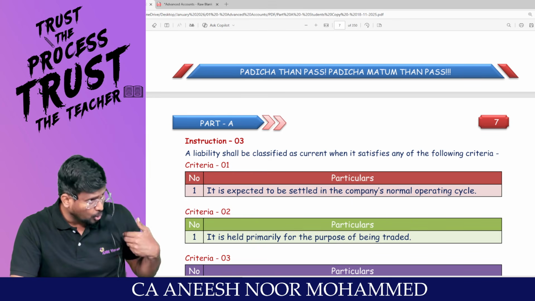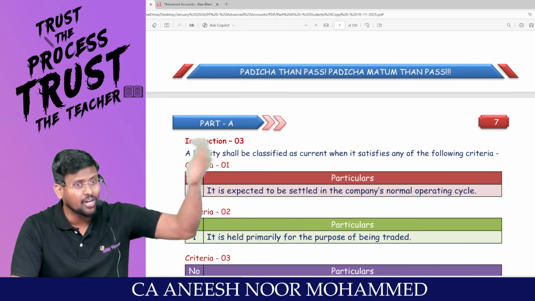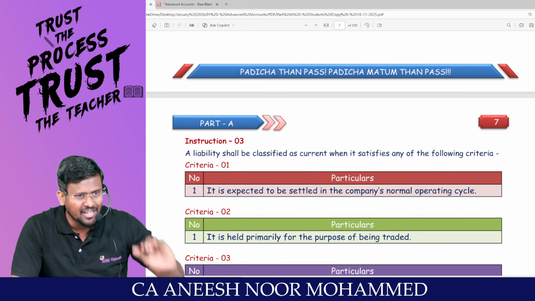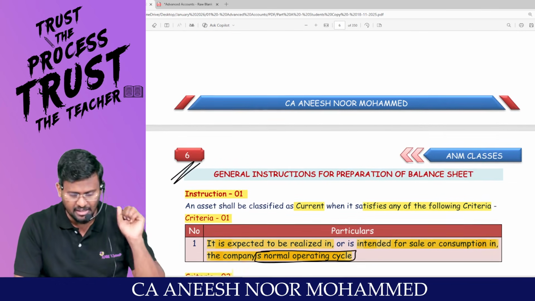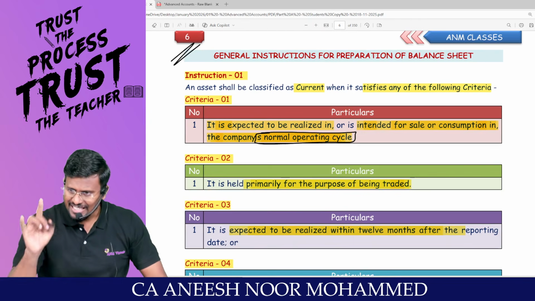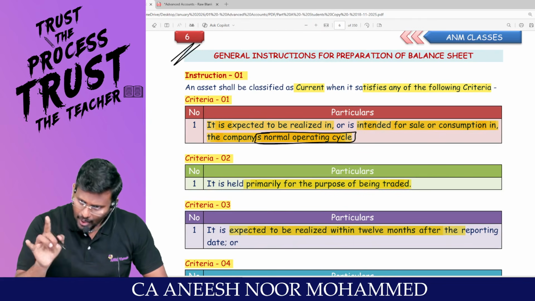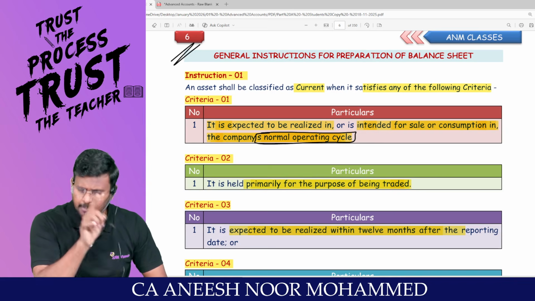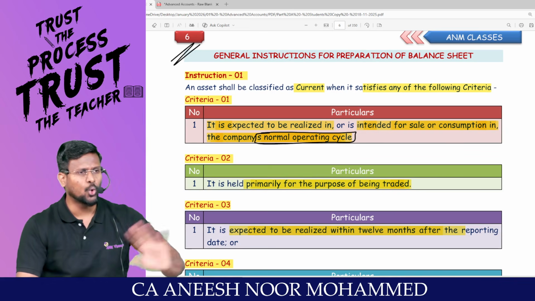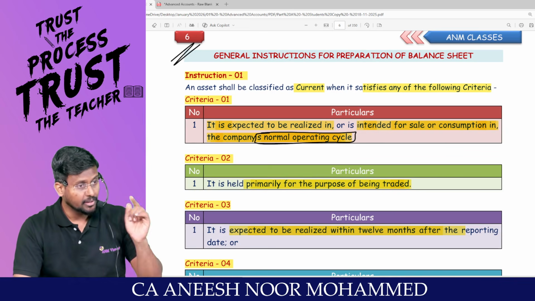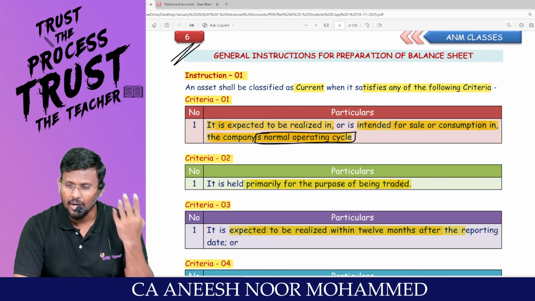So we should know which item to be placed under non-current asset and which item under current asset. That is based upon 4 criteria. If it satisfies any one criterion, sir, please park it under the current asset and don't park it under the non-current asset. In exam, they may test. What are the 4 criteria?